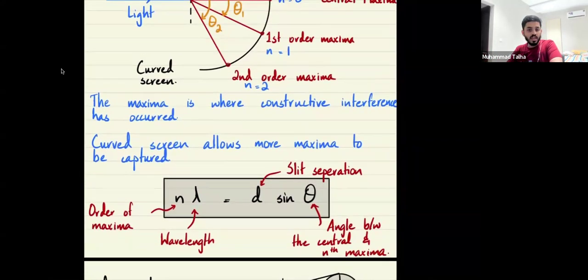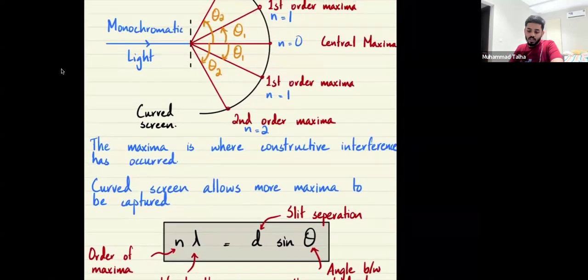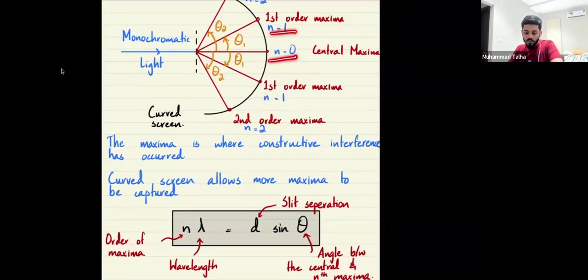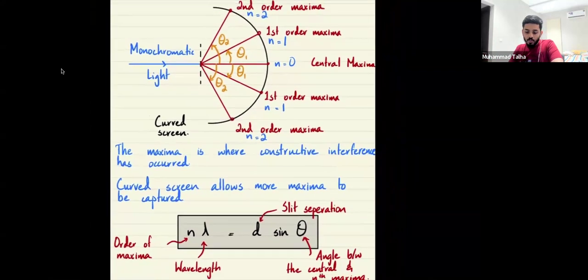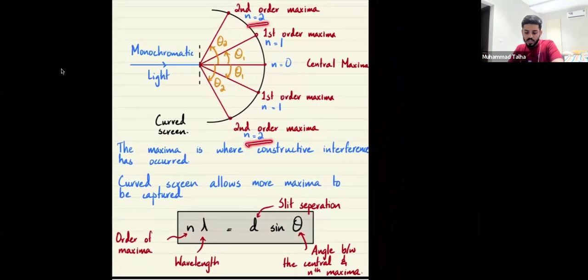This is the formula n lambda equals d sine theta. n is the order of the maxima, this being the 0th order, both of these being the first order, both of these being the second order maximas, and so on, right? So the counting starts from 0. The central maxima is not the first one, it's the 0th one. Lambda is wavelength, obviously.